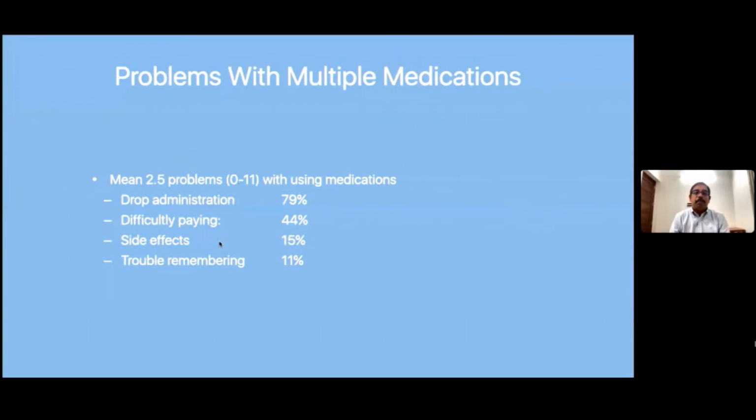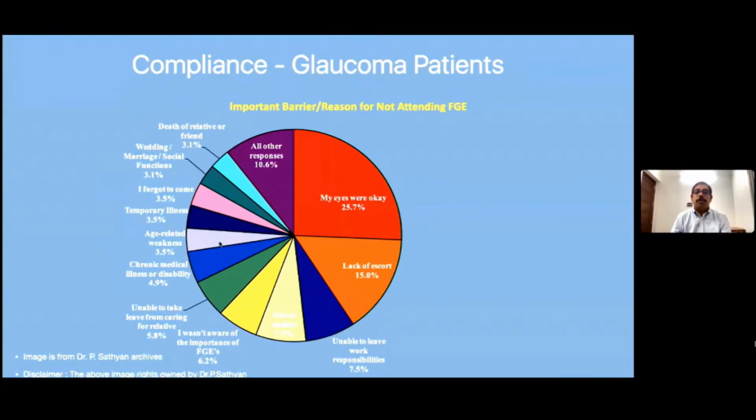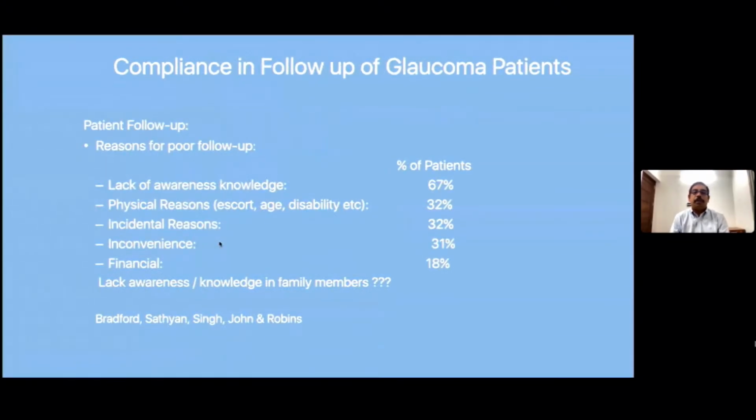The problems with multiple medications could be drop administration, difficulty in paying, the side effects, and trouble remembering, all those things. So it is not only compliance to applying the medications. This is one of our published studies. It is also about follow-up, where the patient fails to come for the follow-up. The reasons are the lack of awareness or knowledge, and you can see the physical reasons, incidental reasons, inconvenience, financial reasons.